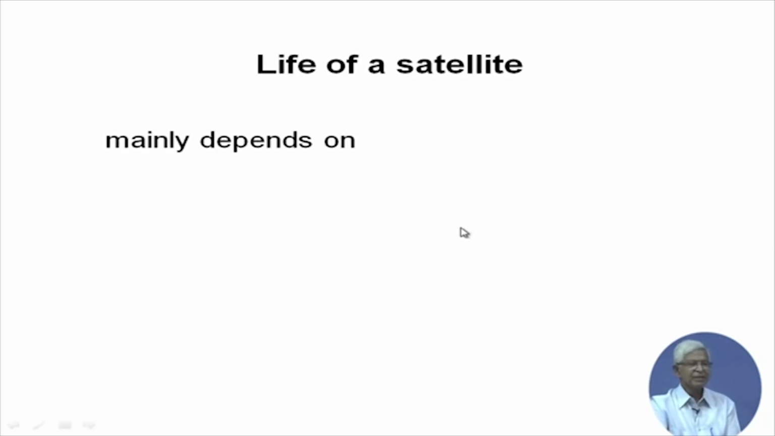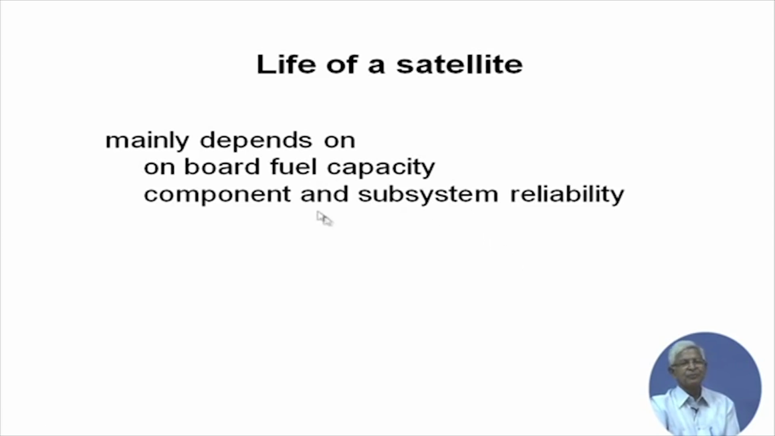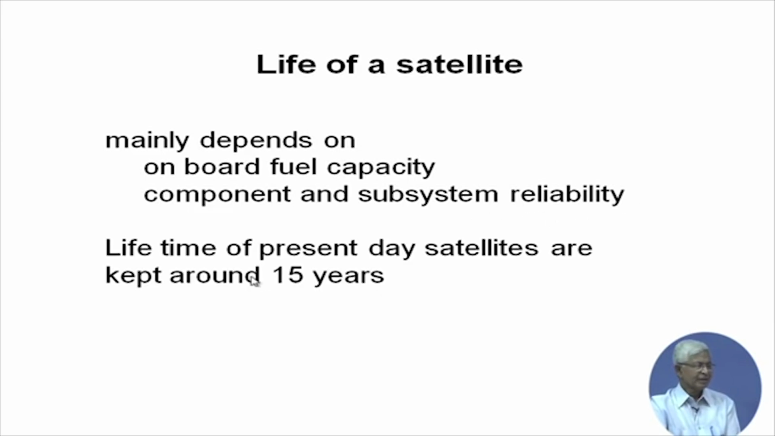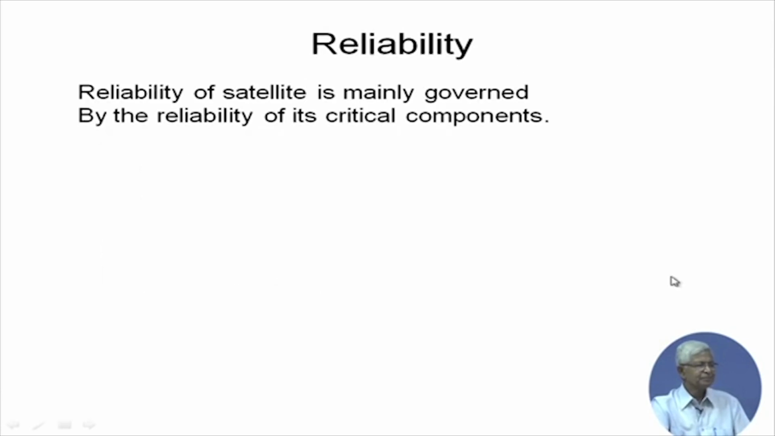The life of the satellite mainly depends on the onboard fuel capacity and the failure of the component sensor system, which depends on the reliability. Lifetime is presently kept as 15 years. The onboard fuel capacity part we have already discussed: when the fuel is much less, then it is deorbited. Roughly it is 15 years; some satellites are 20 years, some are 7 to 10 years. But let us concentrate more on the subsystem or component reliability.